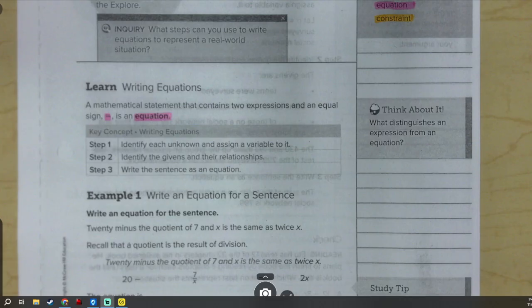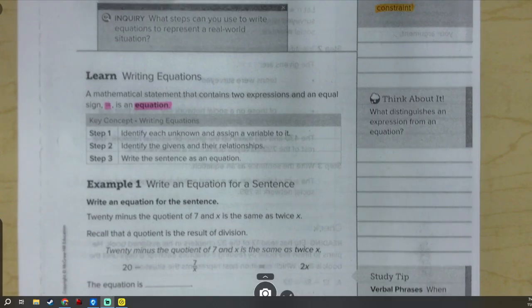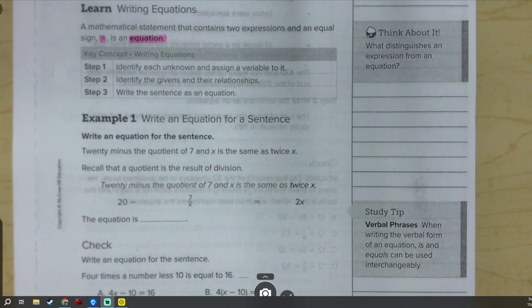Concept. Identify each unknown and assign a variable to it. Identify the givens and their relationship. Write a sentence as an equation. Writing an equation for a sentence.